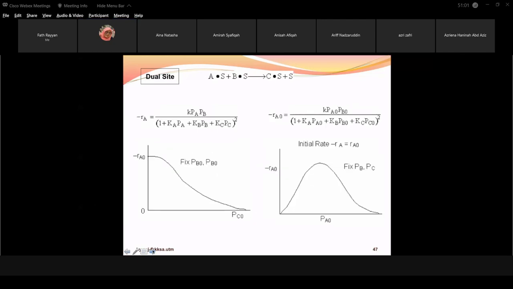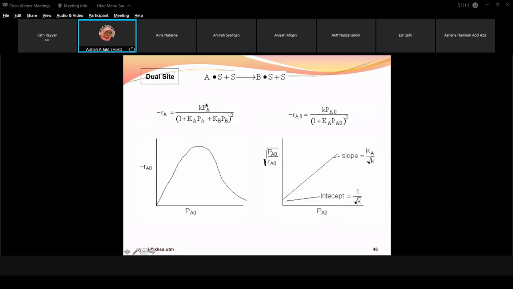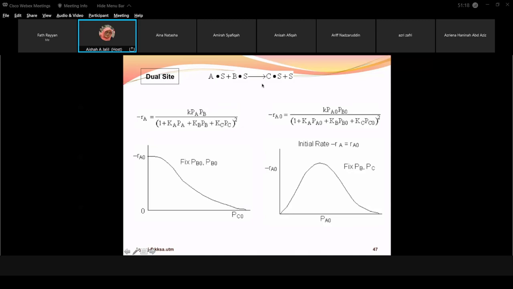Then the dual side. If dual side like this, it becomes like this. Okay, you can see the reaction rate law is different. You can see there's KA, PA, KB, PB. But for this one, because you have C, we have C here. You can try by yourself. You can get this one for the final answer.